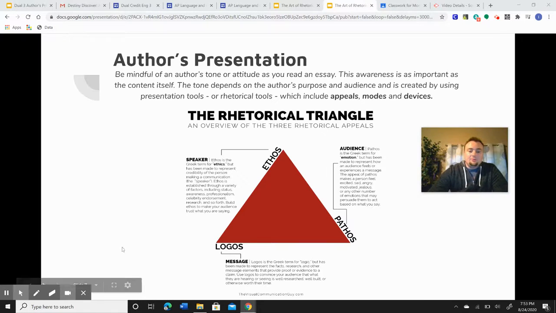Logos, easy way to remember this is LOG, logos, LOG, logic. So logos is the Greek term for logic. Whenever you're dealing with appeals to logos, that's going to be really fact-based stuff. Statistics, 4 out of 5 dentists agree, that type of thing.